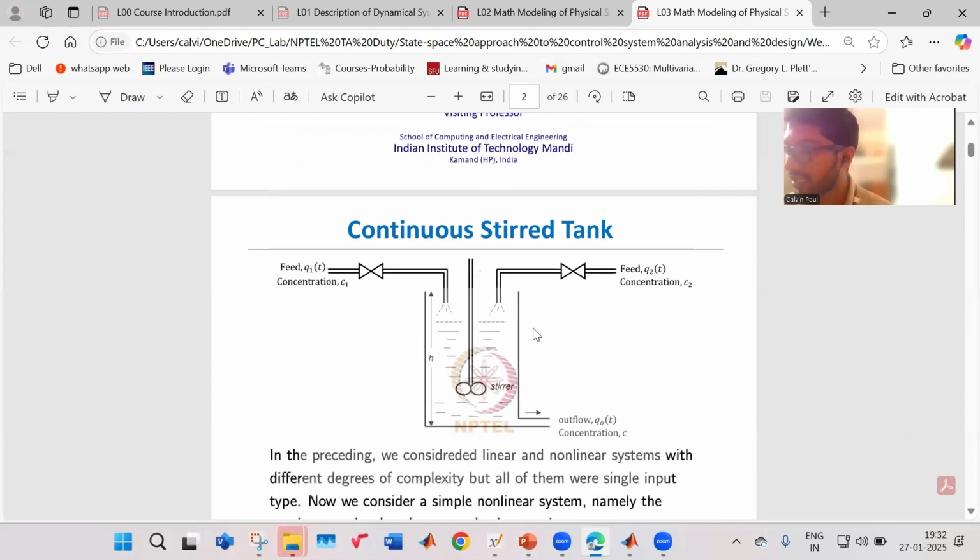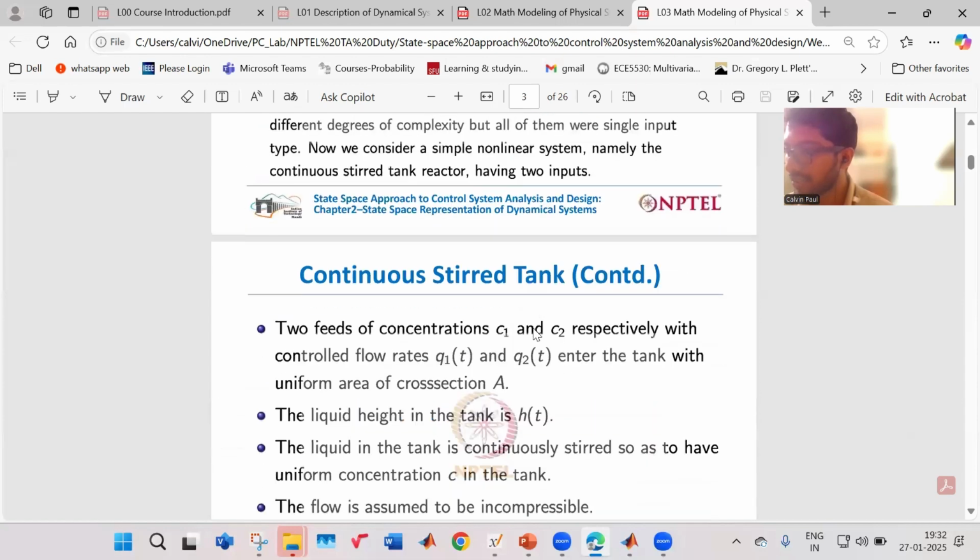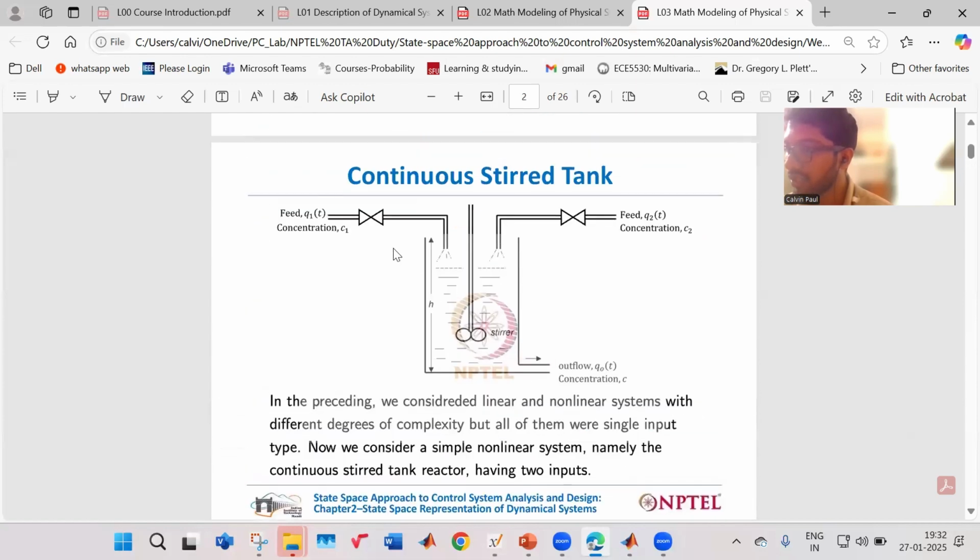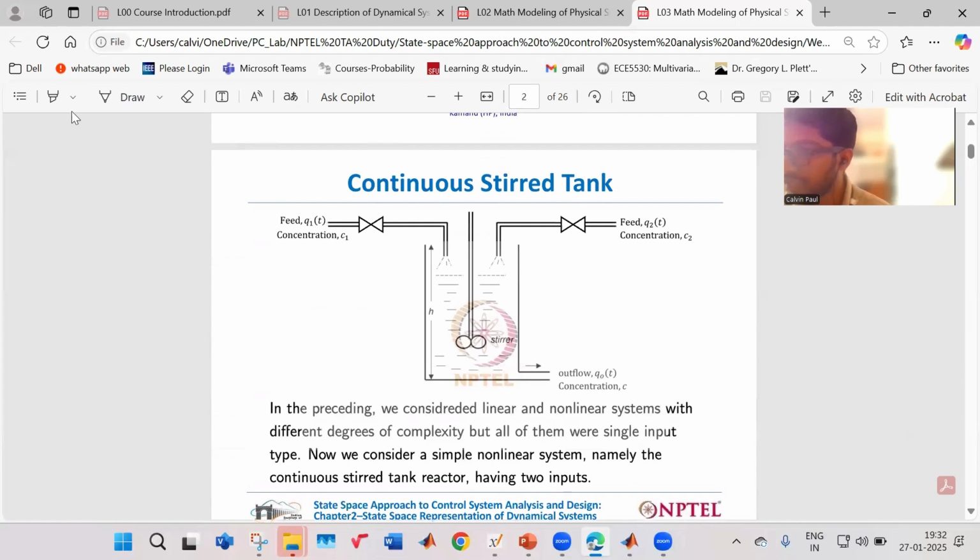Okay, so I'll teach the continuous stirred tank. Here we have two feeds: a liquid coming in from here, and a liquid coming in from here, with some concentration C1 and another concentration C2. Both the liquids are the same, either both are water, or both are oil, or both are honey, assume. And then we have a stirrer which is stirring very fast.